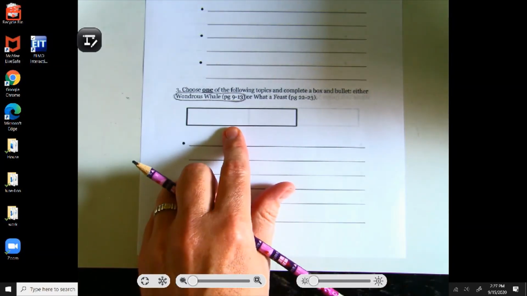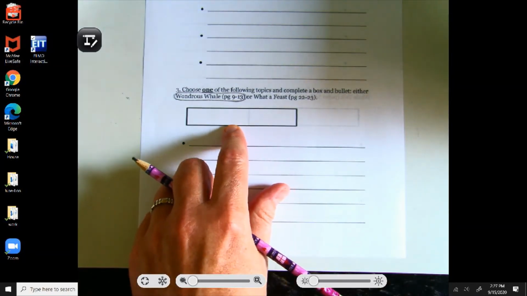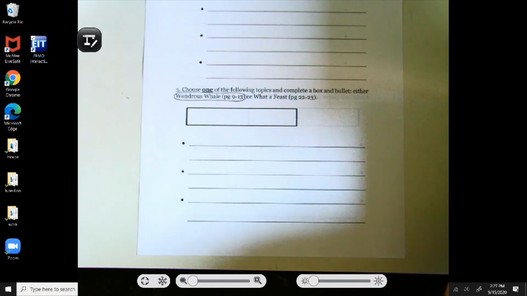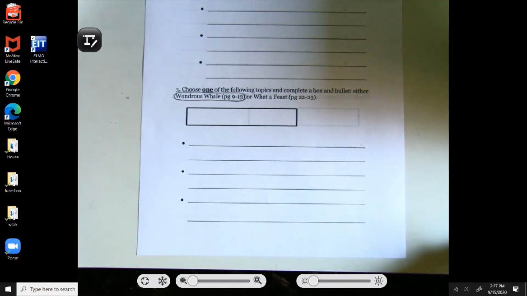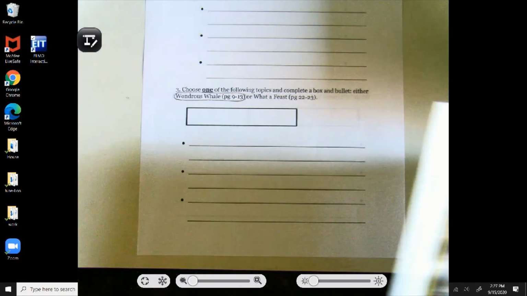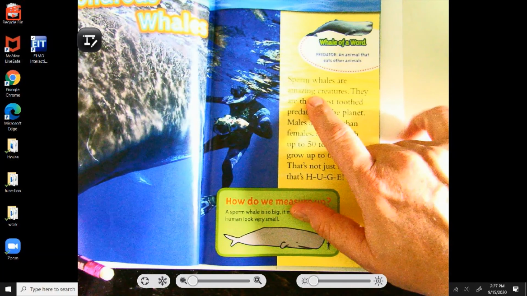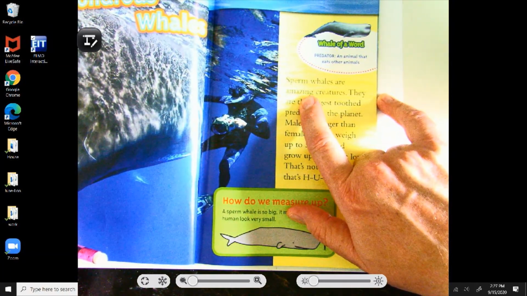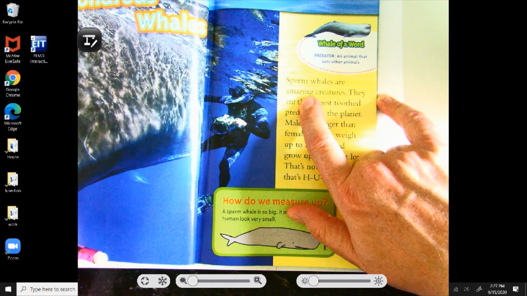And in the box is like our topic, right? Our main idea. So I'm going to page 9 and thinking, okay, we're reading about wondrous whales. Oh, scholars, this very first sentence makes me think that could be our topic, right? Our box. Sperm whales are amazing creatures.